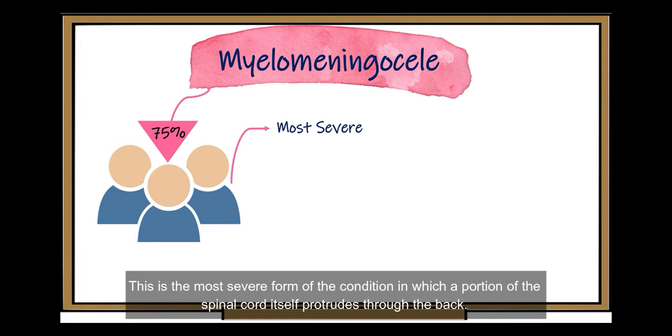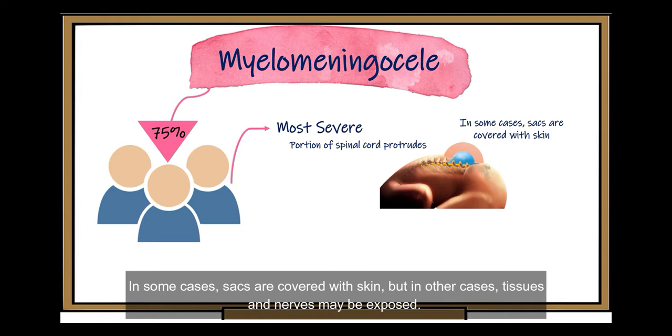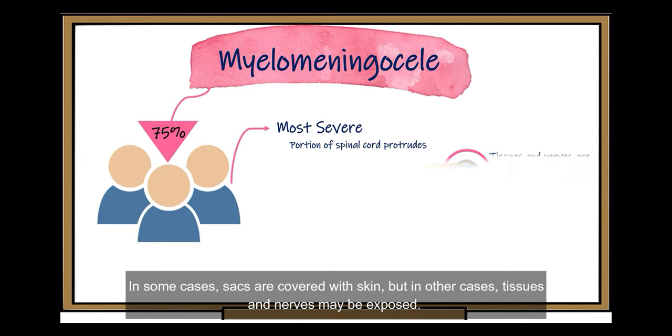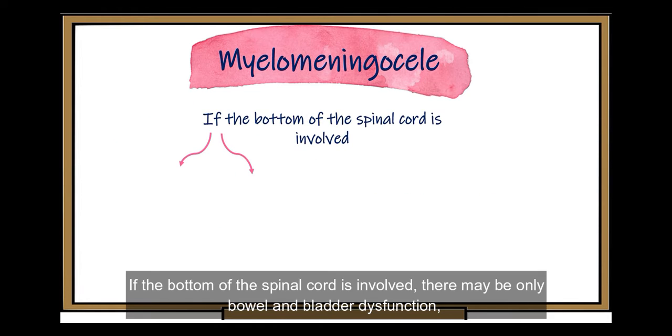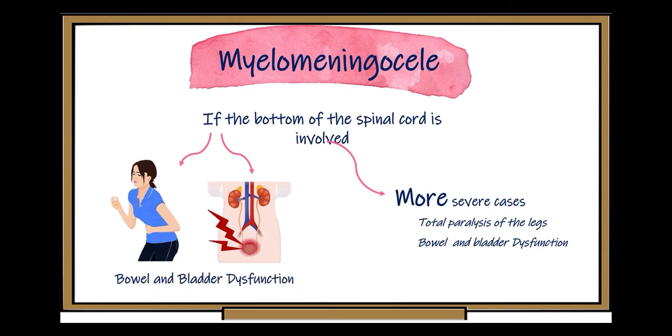This is the most severe form of the condition, in which a portion of the spinal cord itself protrudes through the back. In some cases, sacs are covered with skin, but in other cases, tissues and nerves may be exposed. The extent of neurological disabilities is directly related to the location and severity of the spinal cord defect. If the bottom of the spinal cord is involved, there may be only bowel and bladder dysfunction, while the more severe cases can result in total paralysis of the legs with accompanying bowel and bladder dysfunction.